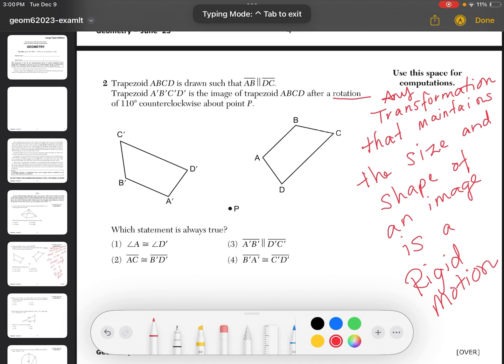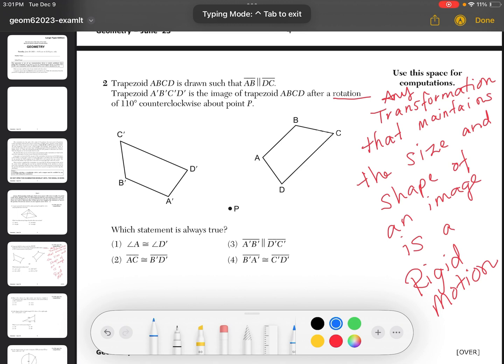And this question is set up in the sense where you may get confused with the congruency being a part of a rigid motion. Of course, yes, rigid motions are congruent. Their shapes are congruent, but that's not the question. If you look further, it says which statement is always true. Well, angle A and angle D prime are congruent, it says.